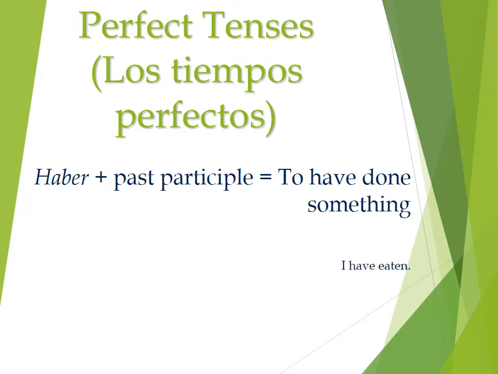In Spanish, this verb to have is not tener, but rather haber. And the done something part of it, in English, the eaten part of it, is called the past participle, or participio pasivo. To say I have eaten in Spanish, yo he comido. Now let's explore a little further how this works.